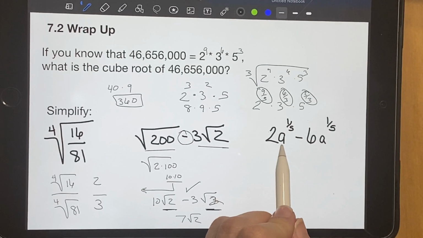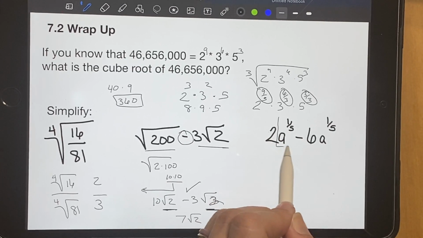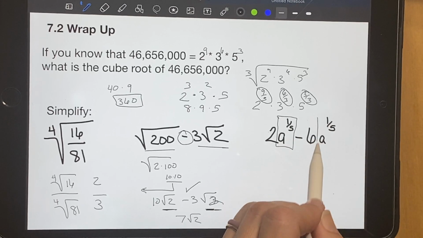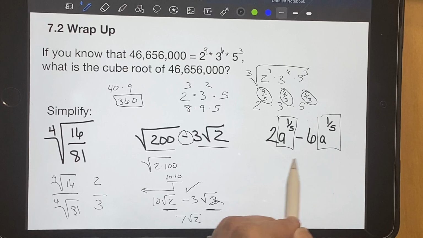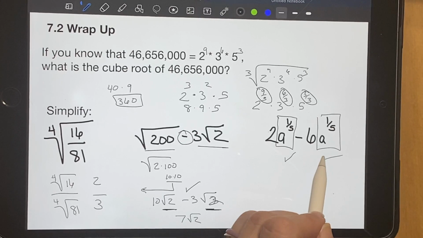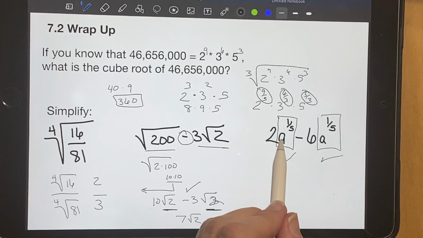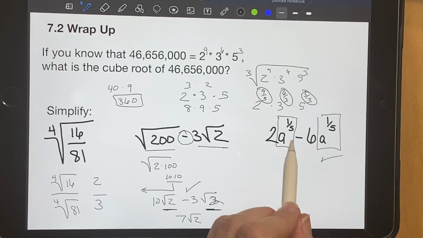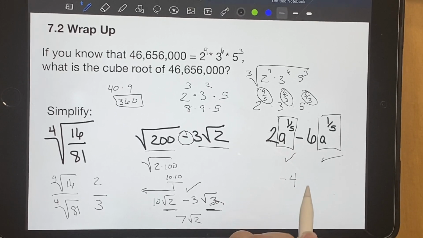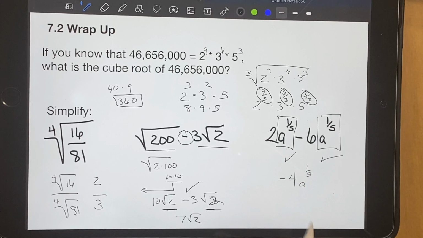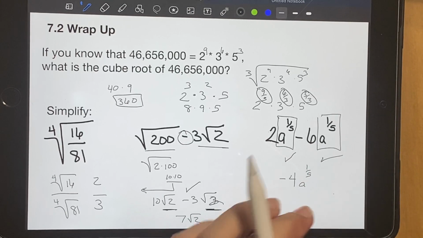And in this case, we're going to look at our family. I have the 5th root of A and a 5th root of A, and I can say those are like families, same index, same base, because it's addition and subtraction. So I'm just going to do 2 minus 6, which gives me negative 4. And then A to the 1/5 stays.